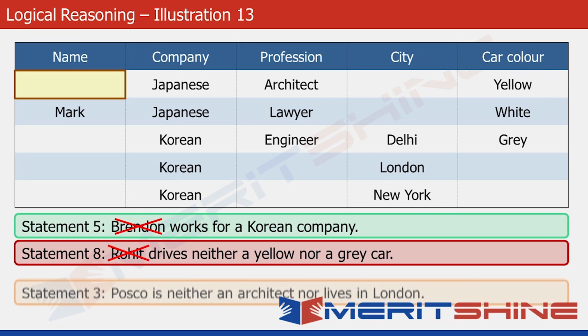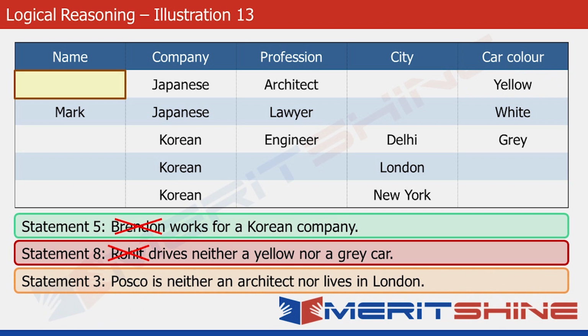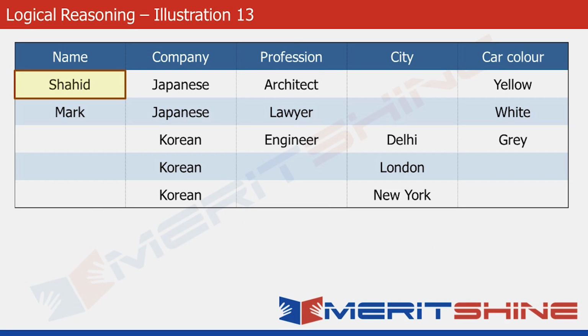Now look at statement 3. It tells us that Bosco is not an architect. But we can see here in the first row that this person is an architect, which very clearly means that this person is not Bosco. So Brendon, Rohit and Bosco are ruled out, and Mark is already placed in the second row. So it's very clear now that this person has to be the last person left, who is Shahid. So let's write Shahid here and move forward.